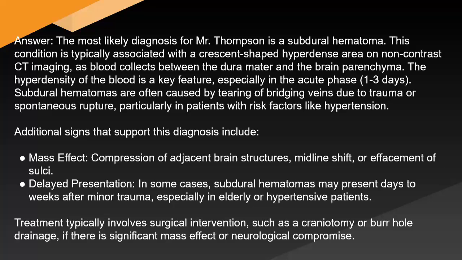This condition is typically associated with a crescent-shaped hyperdense area on non-contrast CT imaging as blood collects between the dura mater and the brain parenchyma. The hyperdensity of the blood is a key feature, especially in the acute phase, 1 to 3 days. Subdural hematomas are often caused by tearing of bridging veins due to trauma or spontaneous rupture, particularly in patients with risk factors like hypertension. Additional signs that support this diagnosis include mass effect, compression of adjacent brain structures, midline shift, or effacement of sulci, delayed presentation.